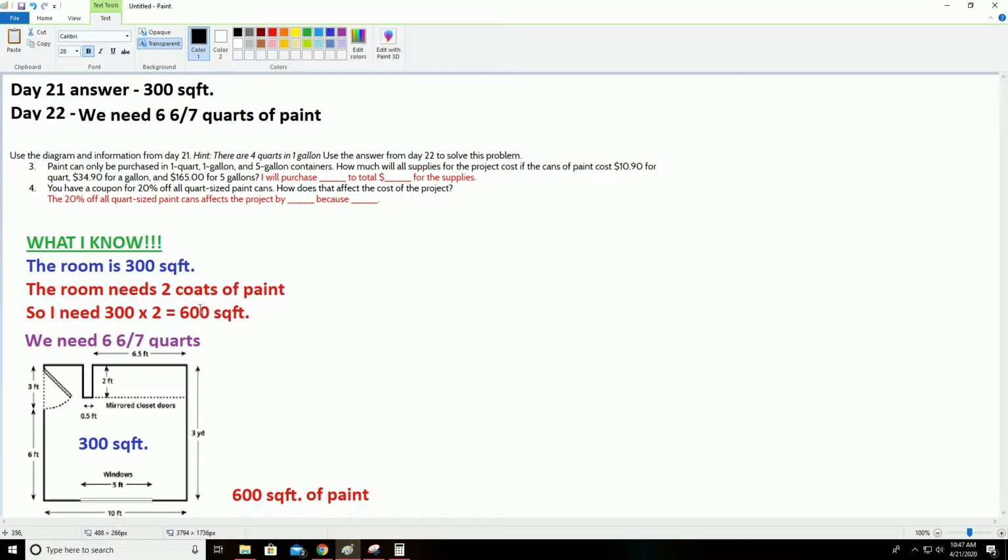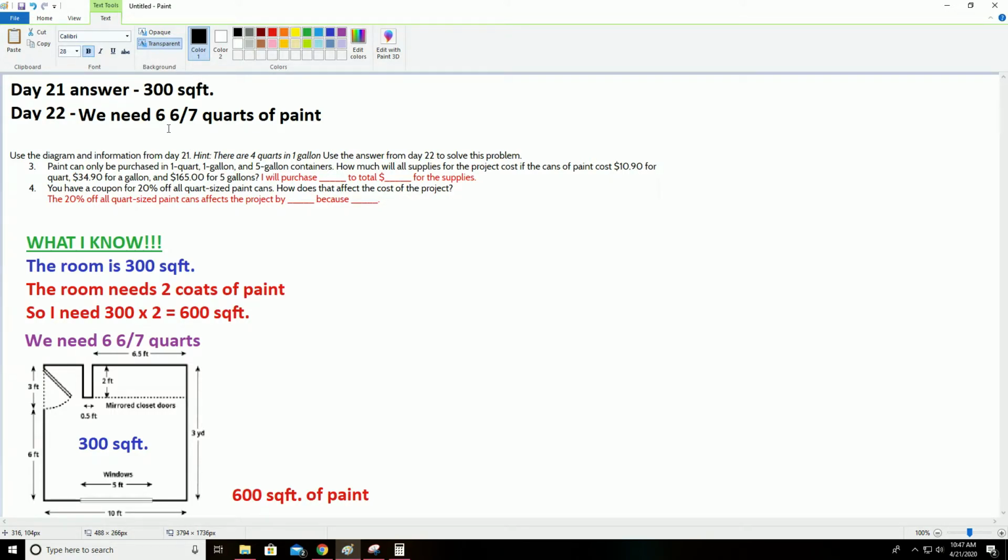And here's what I want you to think about when we're getting started. We found that we need 6 and 6/7 quarts of paint in order to paint the 300 square feet 2 times, because we're going to have to paint 600 square feet, since they want us to apply 2 coats of paint. Can I buy 6/7 of a quart of paint at Lowe's, at Walmart, at Home Depot, at Sherwin-Williams? Can I purchase a partial quart of paint, 6/7? Is that possible?